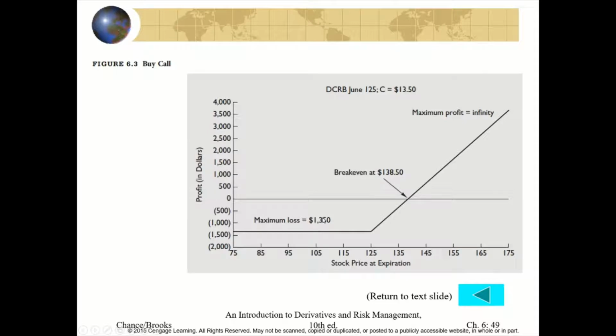And if we engaged in options that are traded in organized exchanges, so let's assume that the option on DCRB stock is traded in the Chicago Board Option Exchange, then every option contract includes 100 options. So we have to pay 100 times 13.50 to enter into the option contract. So the maximum loss is when the option expires out of the money, which is basically the premium we have paid.